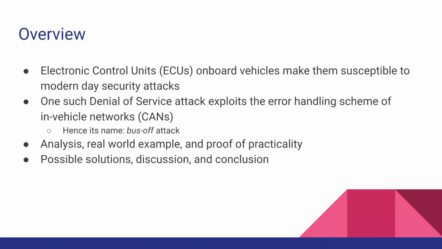So just as an overview going into this presentation, some points to keep in mind are electronic control units, or ECUs, onboard vehicles make them susceptible to modern-day security attacks. One such denial of service attack exploits the error handling scheme of in-vehicle networks, or control area networks, or CANs, hence the name bus off attack, which will make more sense as we go through the presentation. Then we will talk a little bit more about some analysis, real-world example, and proof of practicality, and then suggest possible solutions, some discussion, and the conclusion.